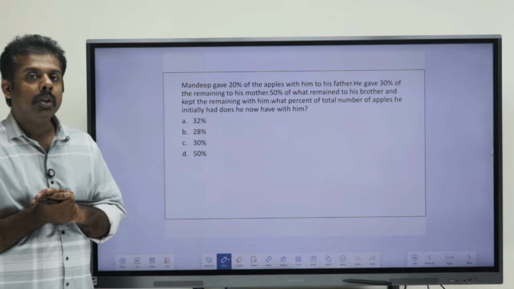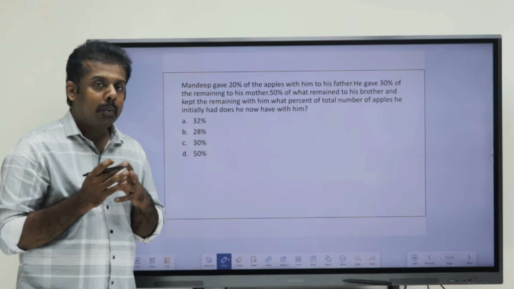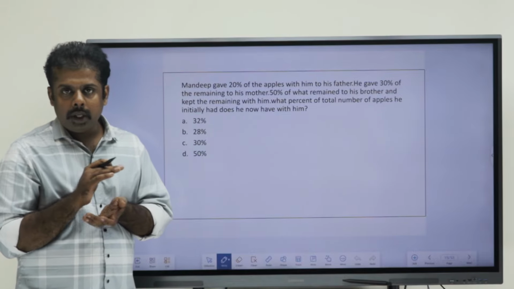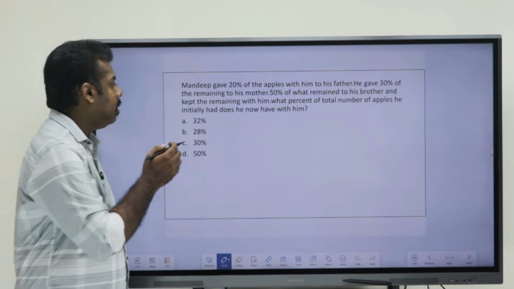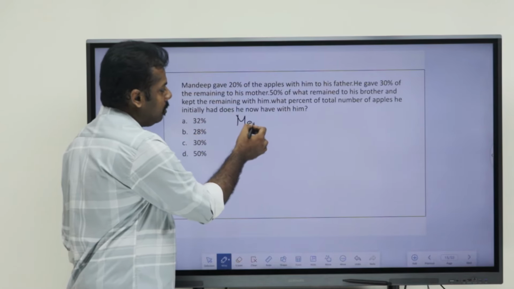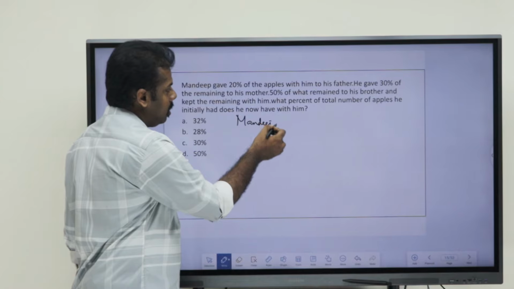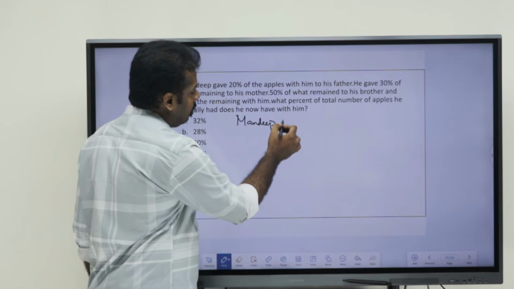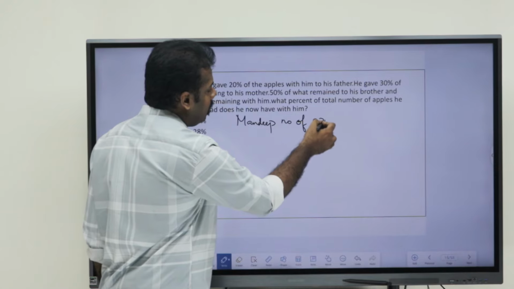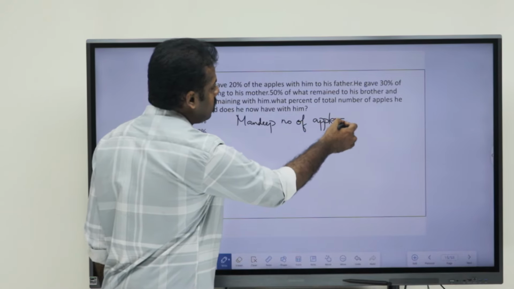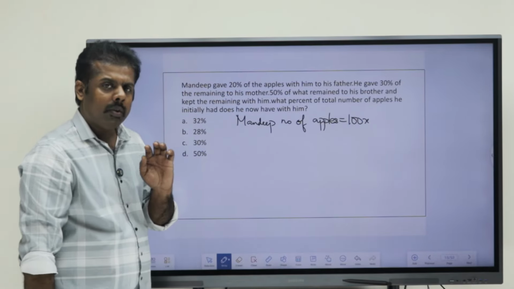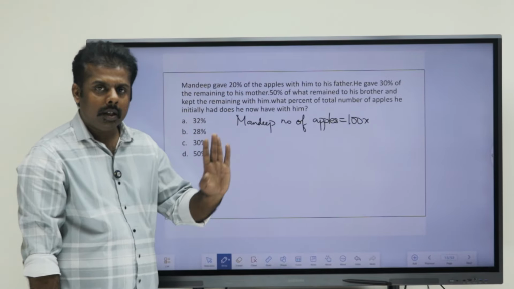So, what we have to do here first: they haven't given how many apples Mandeep had initially. So, we can assume that value. We are going to take the number of Mandeep's apples as any value. I am going to take that value as 100x. You can take it as 100 as well. So, we are taking it as 100x.